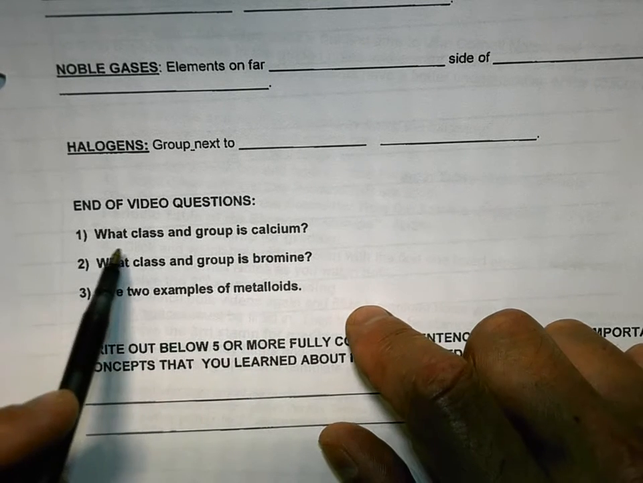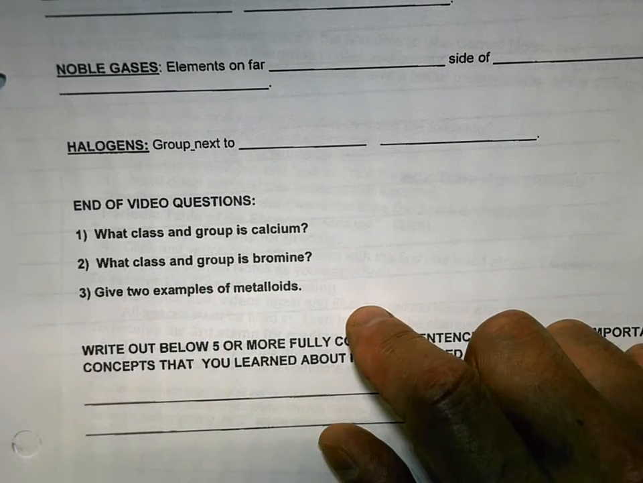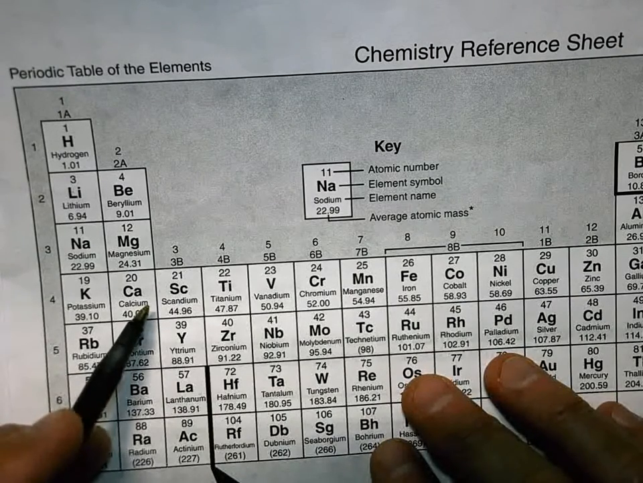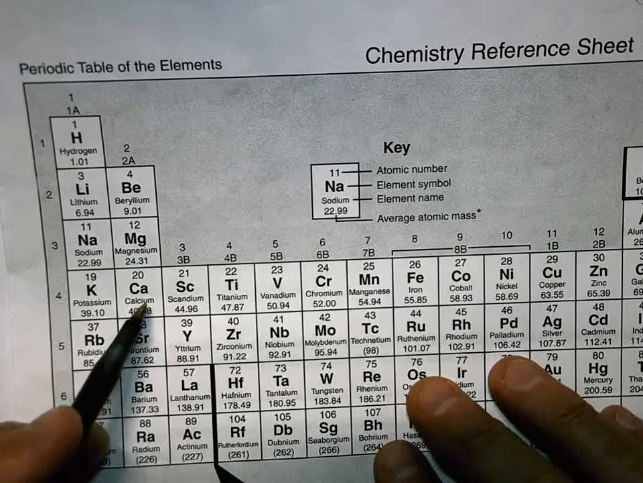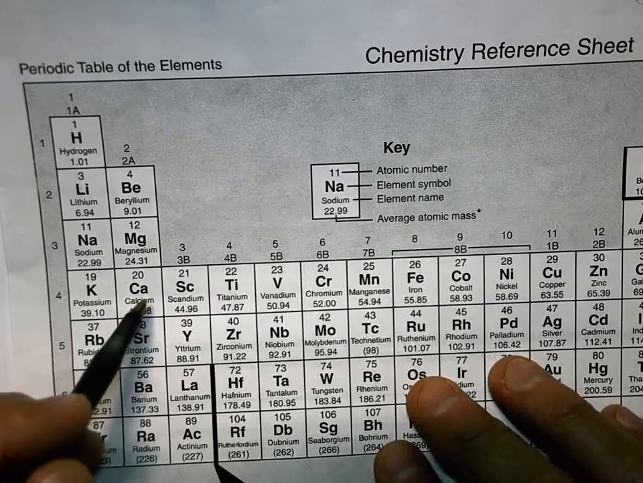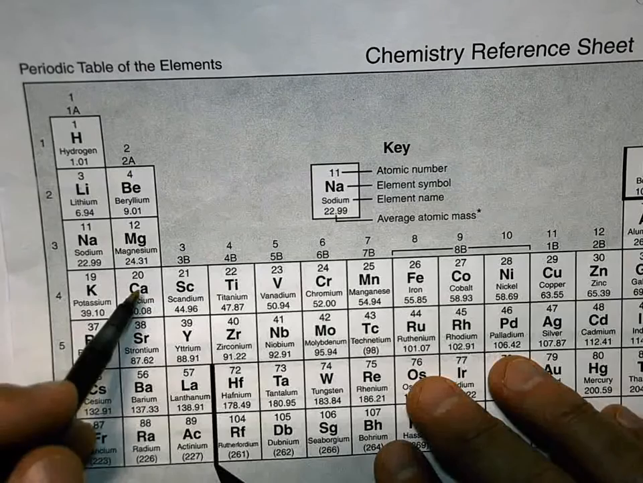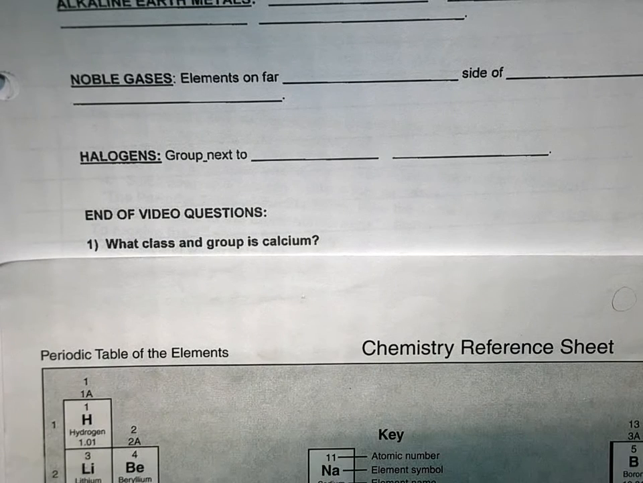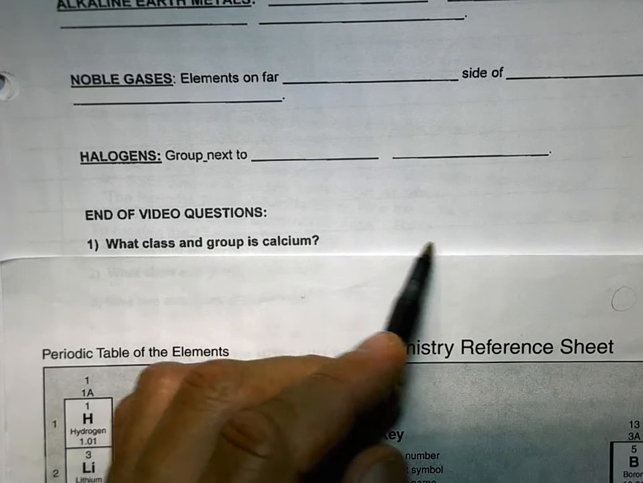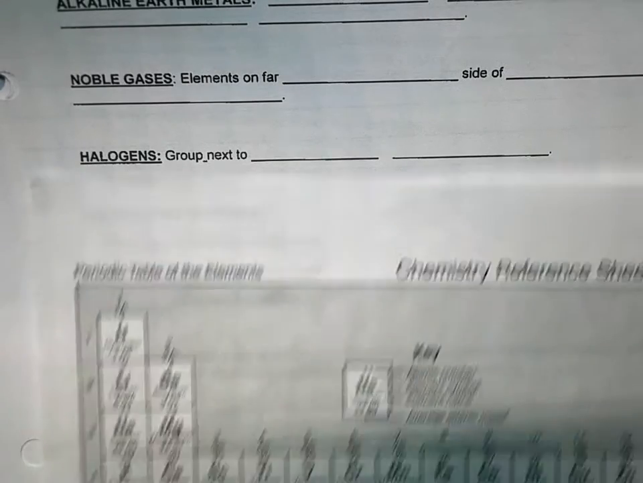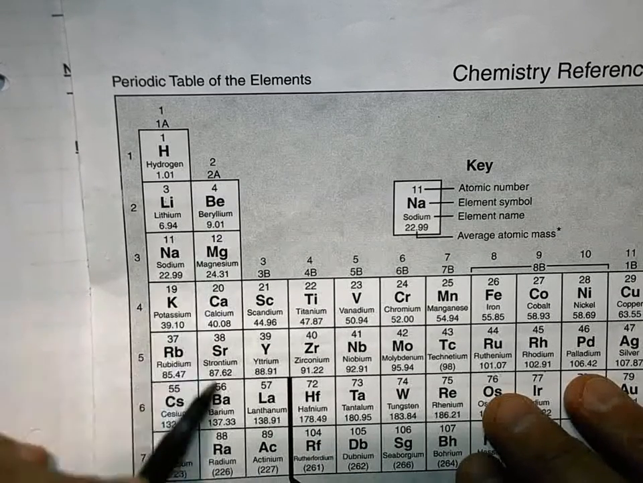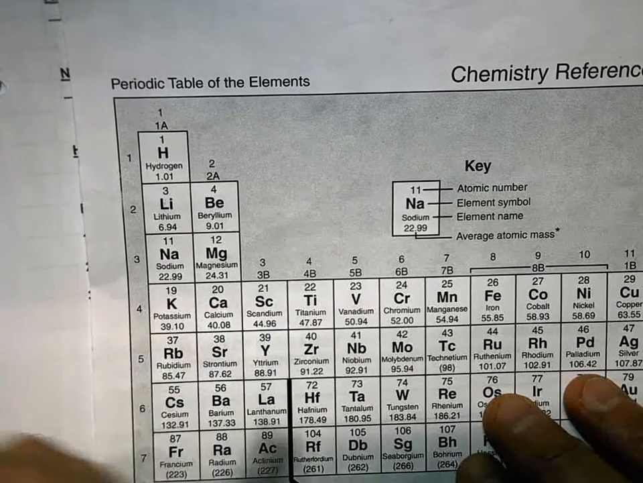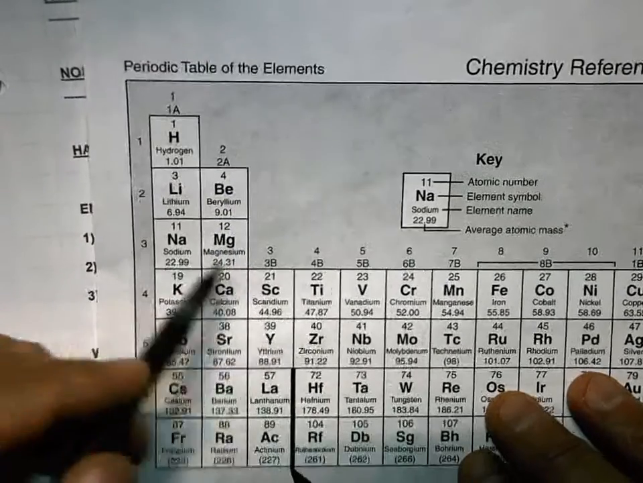Okay, what class and group is calcium? Calcium is right there. Class means it's metal, nonmetal, or metalloid. It's on the left side, so it's a metal. So you should write metal and then put a comma. Class equals metal, and then group: alkaline earth metals. The class is metal because it's over on this side. And remember, the groups go up and down.